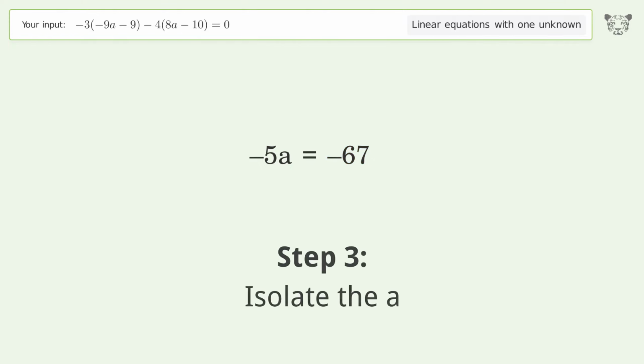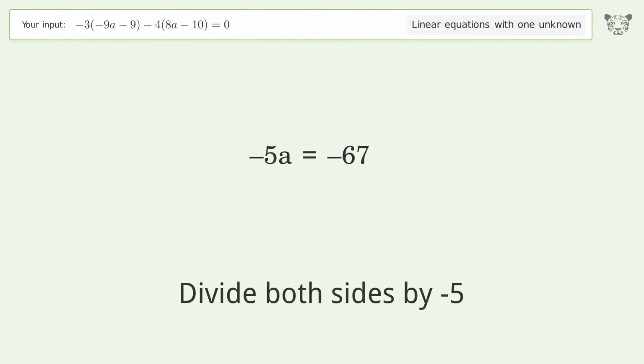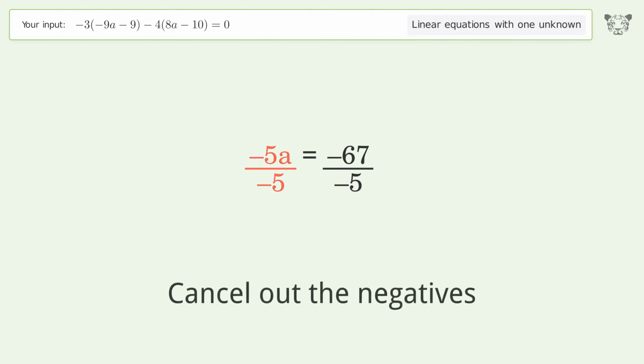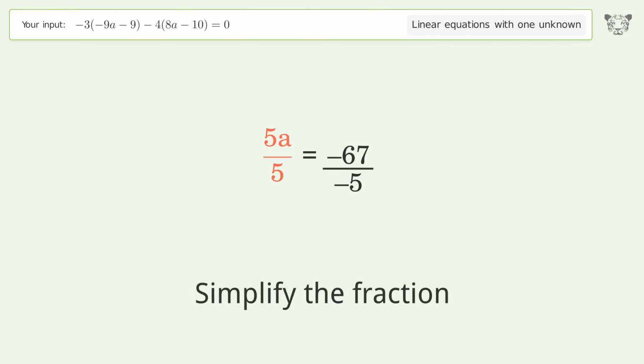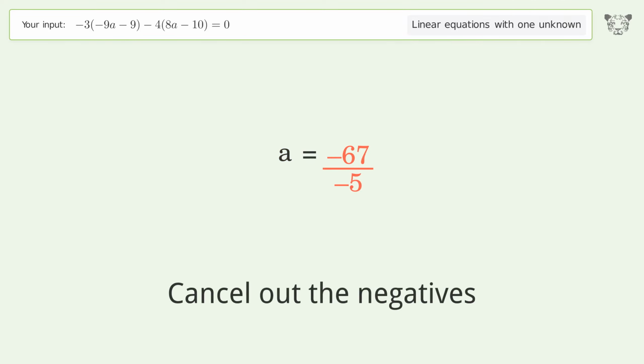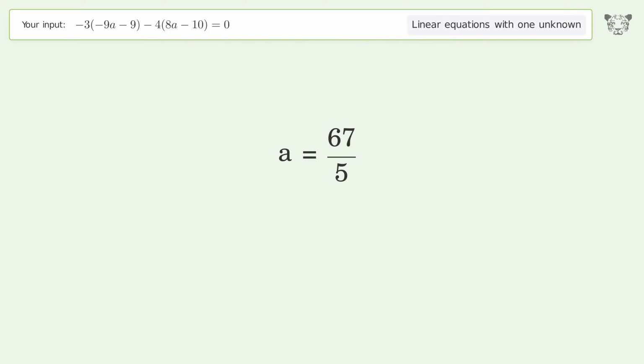Isolate the a. Divide both sides by -5. Cancel out the negatives. Simplify the fraction. Cancel out the negatives. And so the final result is a equals 67/5.